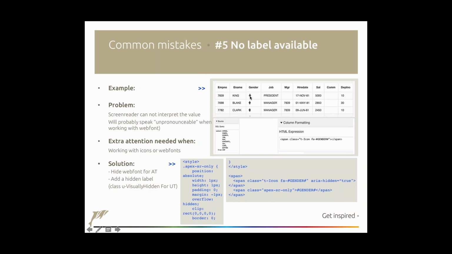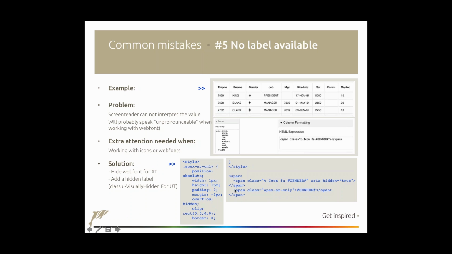a guy or a female showing up in a column. But someone who is working with a screen reader really has a problem, because how is the icon working? The icon has no description for the screen reader, so the screen reader cannot speak out the value of male or female. Now, how can we fix that?